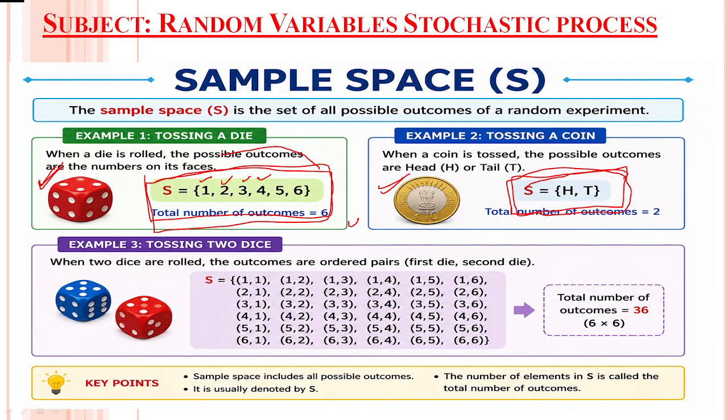For example, if you consider 2 dice thrown at a time, what are the possible outcomes? If you get 1 on the first die, the second die can be 1, 2, 3, 4, 5, 6. Similarly 2 1, 2 2, like this. So you may get up to 6 1, 6 2, 6 3, 6 4, 6 5, 6 6. So how many possible outcomes are there? These are the set of possible outcomes if you throw 2 dice at a time. So this set of possible outcomes is called a sample space.